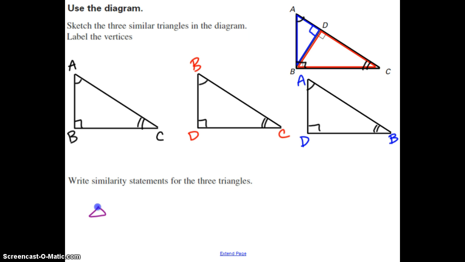We can say that triangle ABC is similar to triangle BDC is similar to triangle ADB.